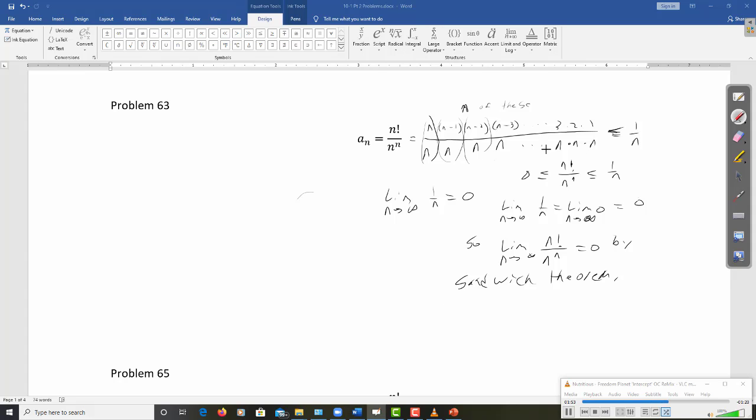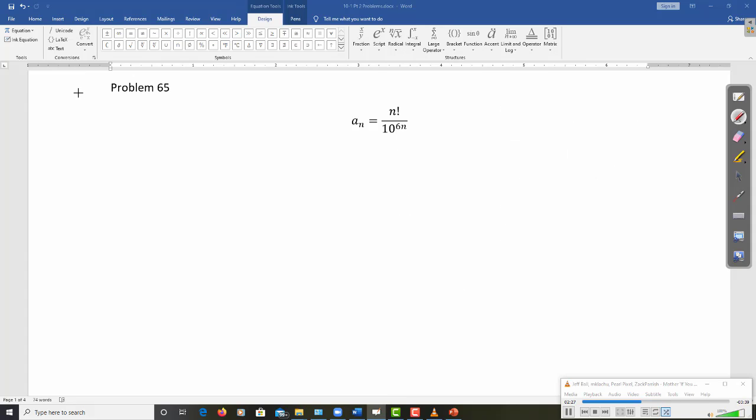If ever you can bound your sequence by a sequence that's going to 0, your sequence has to go to 0 as well by the sandwich theorem. It's a nice result you can use a lot. Alright, let's look at this problem.